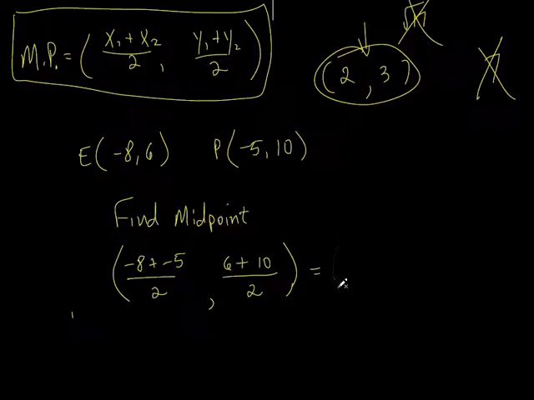It's actually pretty easy. So let's add them up. -8 plus -5, that's -13 over 2. Now, if it comes out as a fraction, just leave it as a fraction. Don't take this and turn it into a decimal. Don't even turn it into a mixed number. Okay, I would just keep it exactly like that.